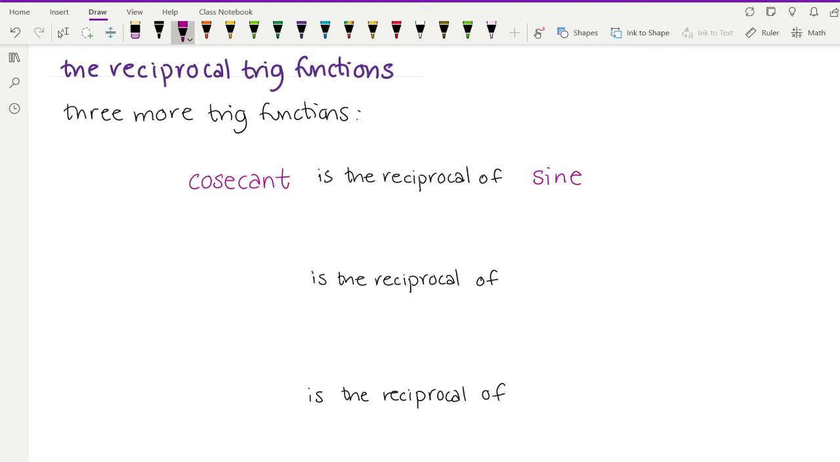I'll write down the abbreviations for them in a moment. I just want to first introduce the full names of each of them. So the reciprocal of cosine, well, that is called secant. And then the reciprocal of tangent is called cotangent.